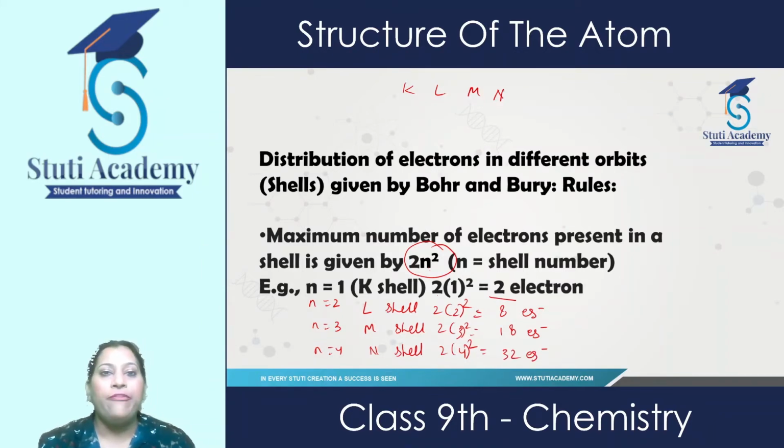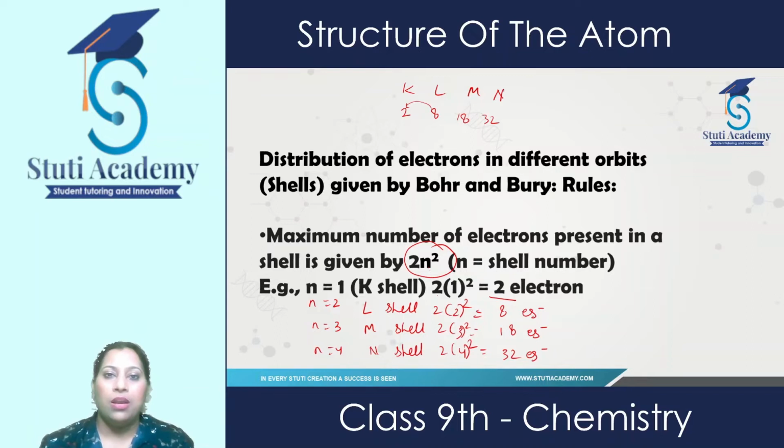And we can only fill the shells on one condition: the previous shell must be completely filled. Suppose it is 2, 8, 18, 32. First we need to fill the previous shell. Then only will we fill the electrons in the next shell.